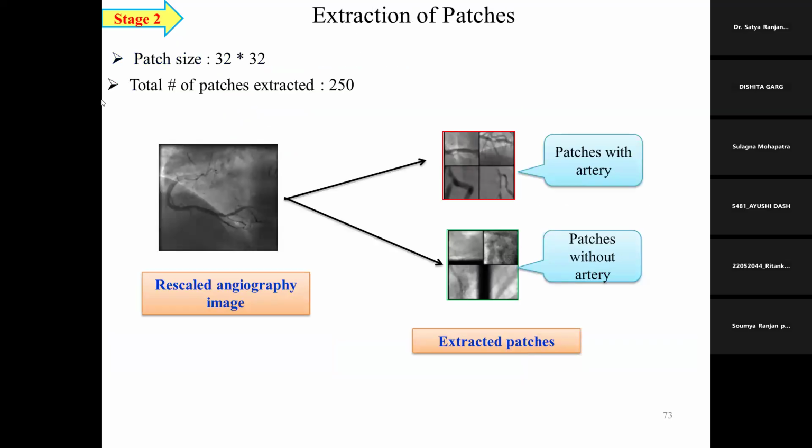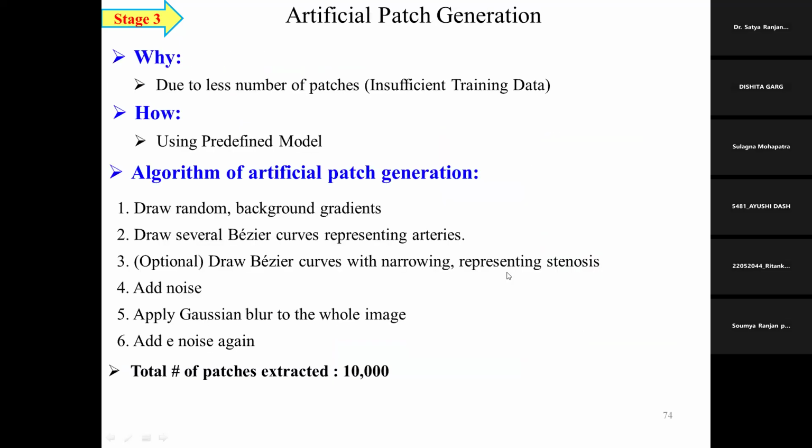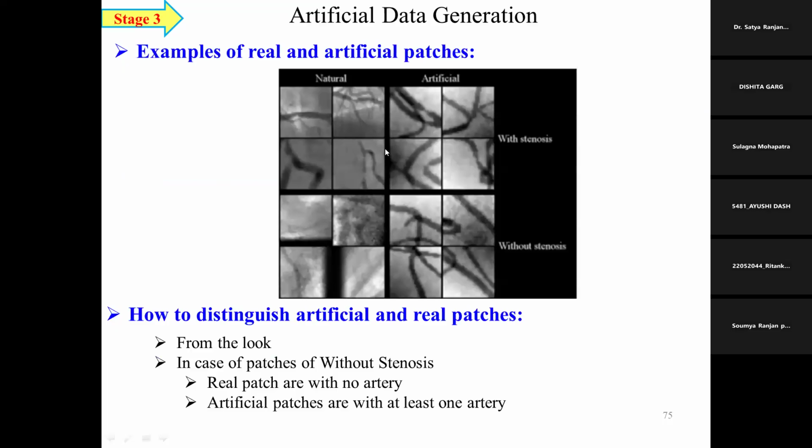Then they go for patch generation. They generated patches of size 32 by 32, and the number of patches they extracted was 250. While generating the patches, some patches had artery and some had no artery. Then they go for artificial patch generation because they don't have enough data. Sometimes the data size is not very high and it's difficult to get the data. So they go for synthetic data generation with their own model. They generated 10,000 patches from that, so they have both natural and artificial image data.